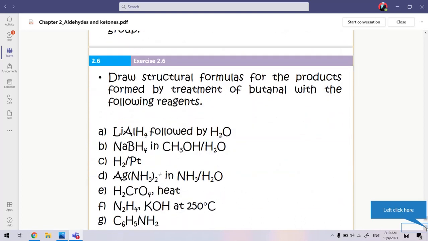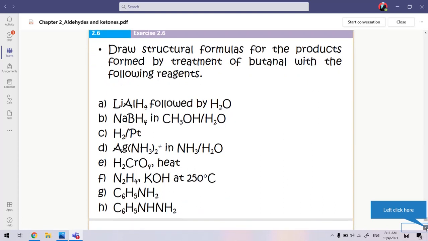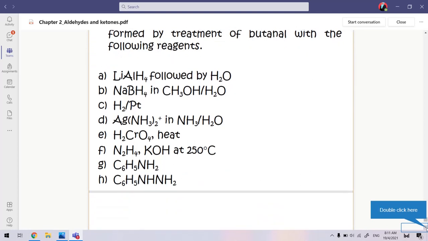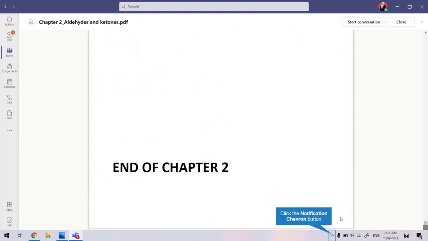Okay, draw the structural formula for the product formed by treatment of butanal with the following reagent. Complete for today.